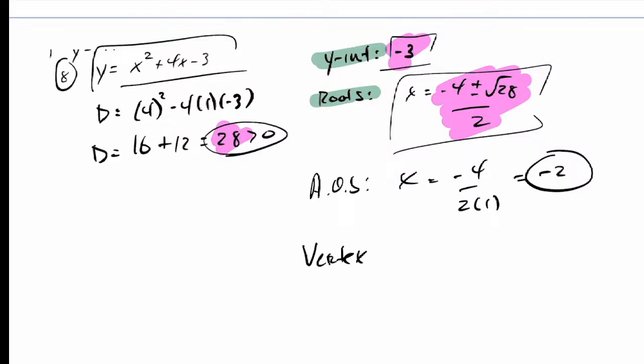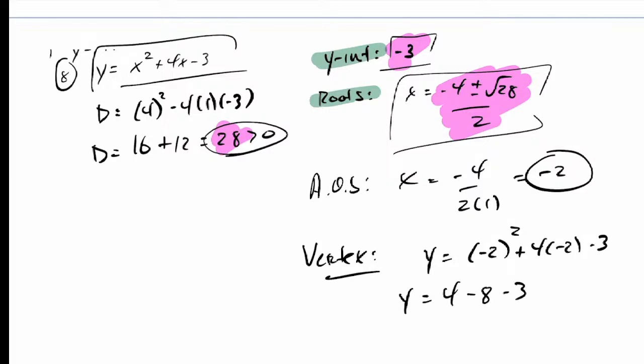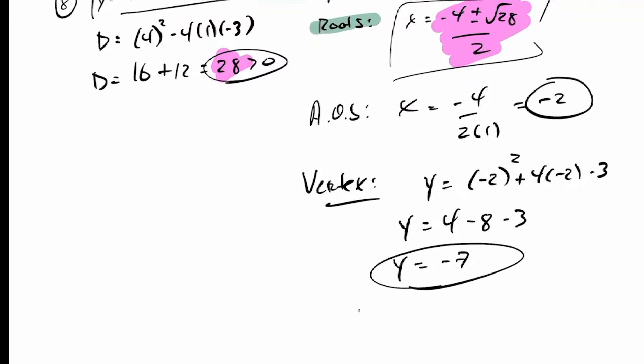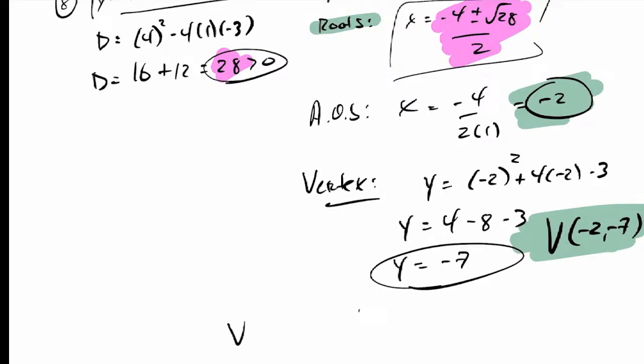To find the vertex, I need to sub this back into the original, so I'm going to get rid of that x and change it to a minus 2, and see what we get here. If I calculate this, I get 4 minus 8 minus 3, and I get negative 7. So the vertex for this is negative 2, negative 7. So I've got my vertex as well. I've got my axis of symmetry. And then I'm set. I can do vertex form.